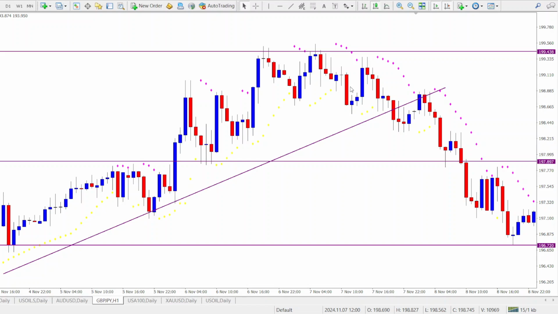Whichever one you prefer, they are all fine, so long as you have a good risk to reward ratio. Make sure you always have a good risk to reward ratio. If you are risking $1, your profit target should be a minimum of $2. So if you have a good risk to reward ratio in place, you can go ahead and use whatever exit strategy that you prefer.